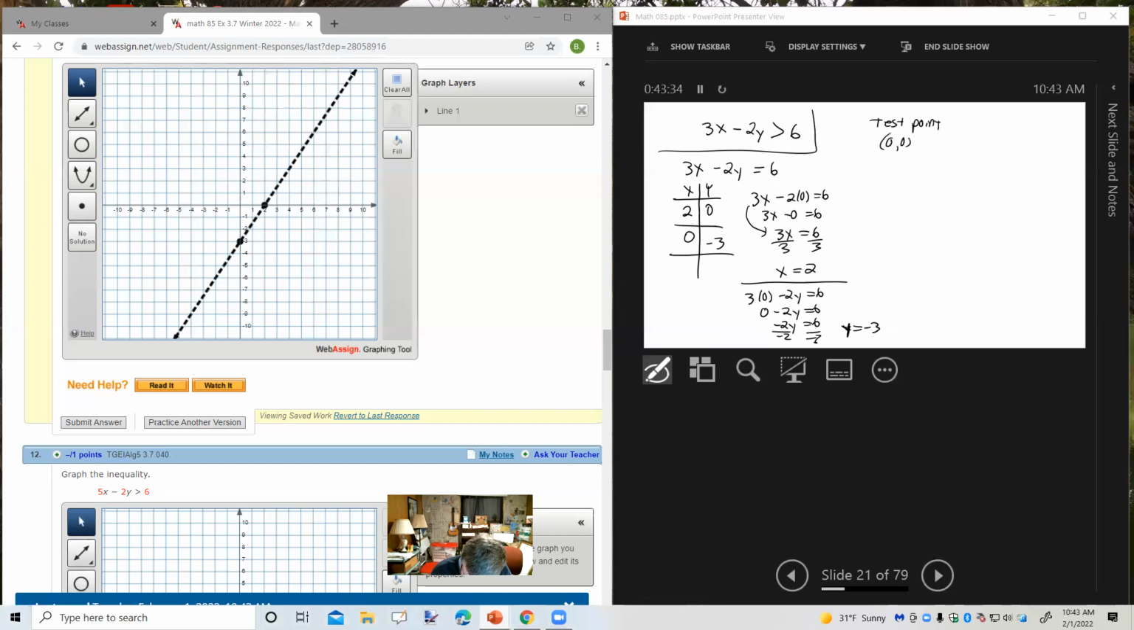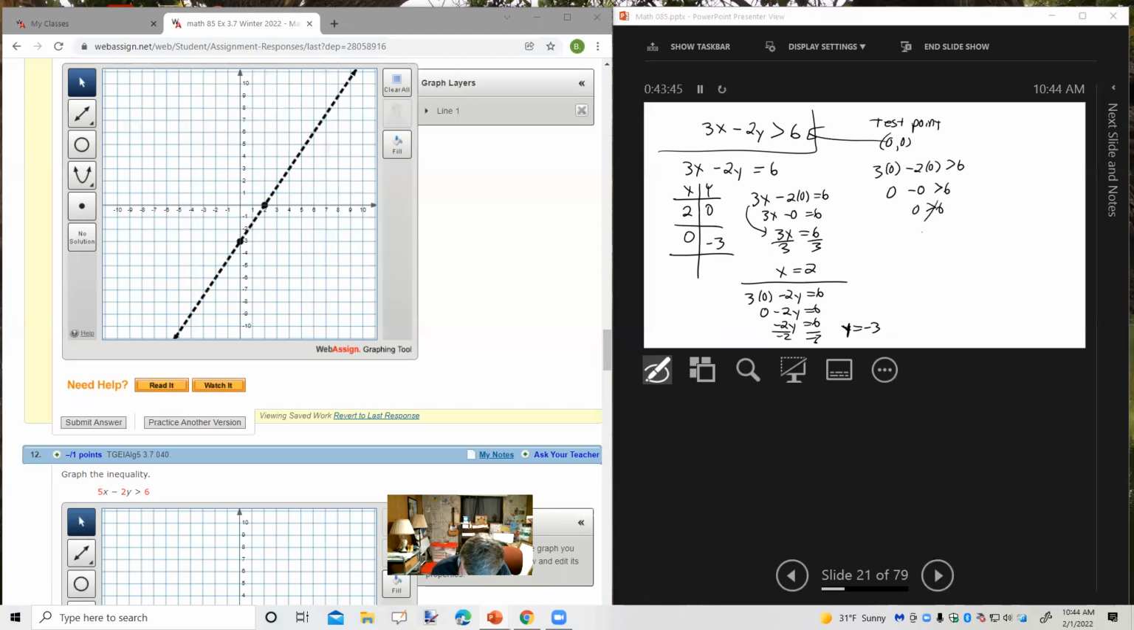0, 0. And I'm going to plug that in over here. 3 times 0 minus 2 times 0 greater than 6. 0 minus 0 greater than 6. 0 greater than 6. False. So that means 0, 0 is not part of the solution. Therefore, the solution is over here.